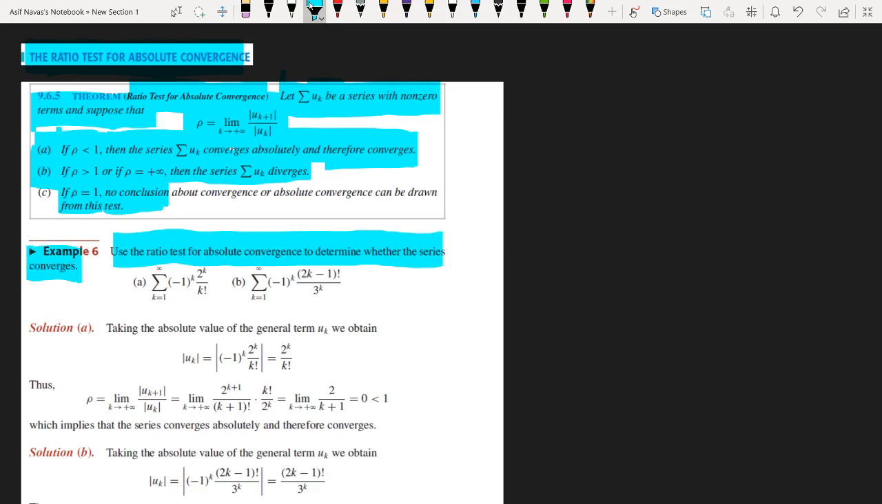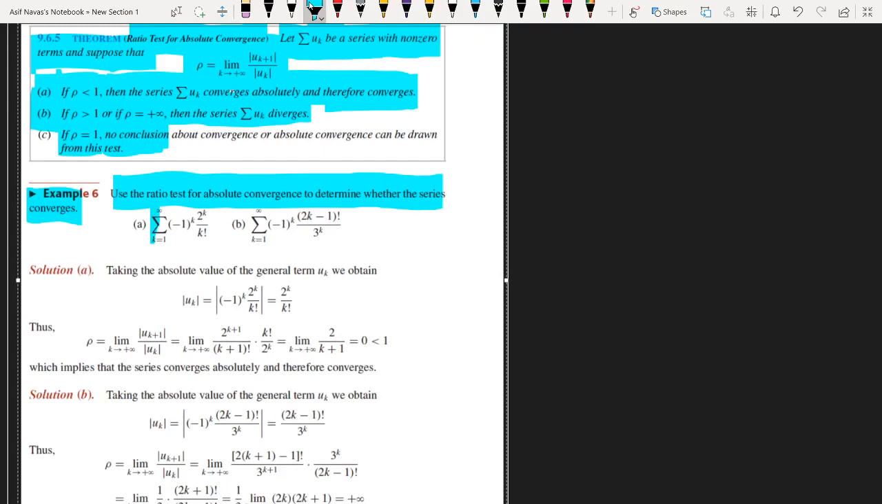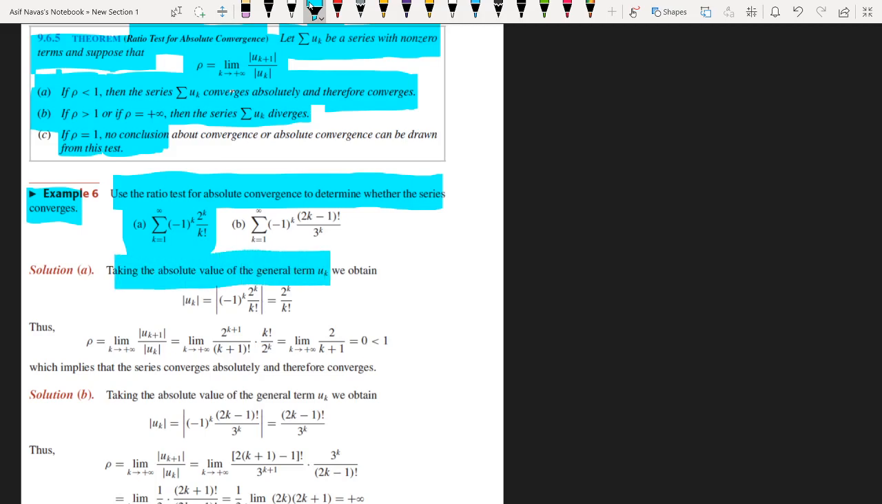So first we will take the series sigma k equals 1 to infinity of (-1)^k 2^k divided by k factorial. So this actually has negative terms. So in order to check whether it is absolutely convergent or not, we will use the ratio test. Taking absolute values of u_k, we obtain mod u_k equals modulus of (-1)^k 2^k over k factorial, that is equal to 2^k over k factorial.